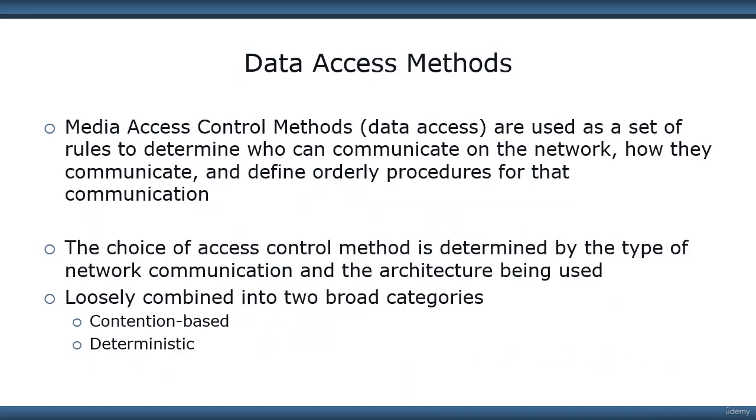All right, media access control methods, or data access methods, are used as a set of rules to determine who can communicate on the network, how they communicate, and also to define orderly procedures for that communication. This is not something that we get to pick. The choice of access control method is going to be determined by the type of network communication and the architecture that's being used, and they're loosely combined into two broad categories. Those are contention-based and deterministic.